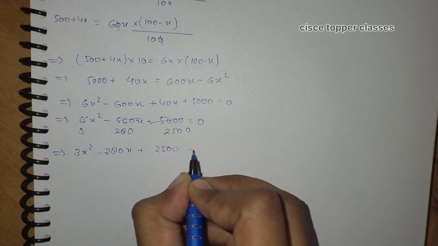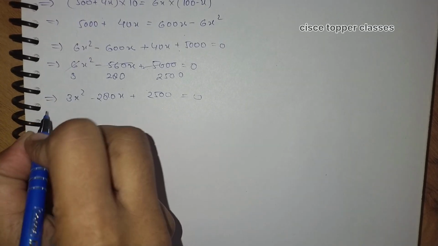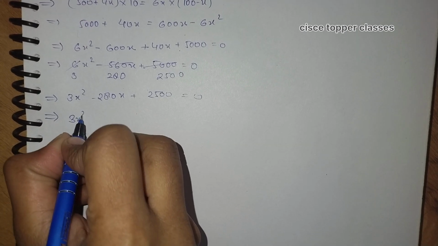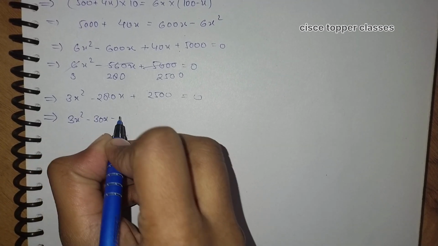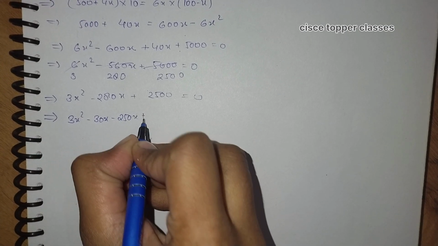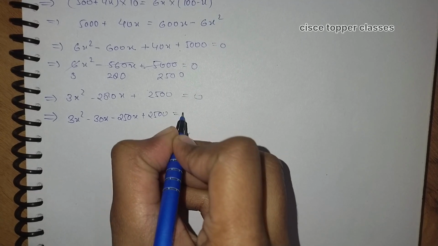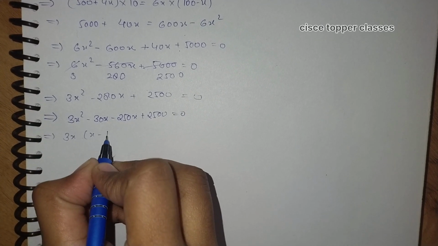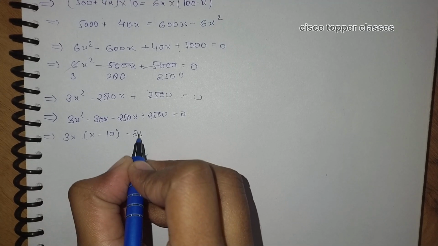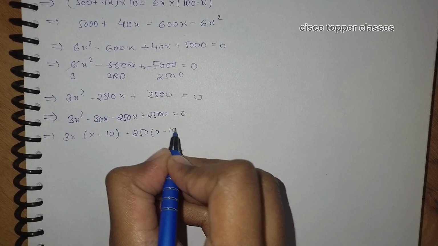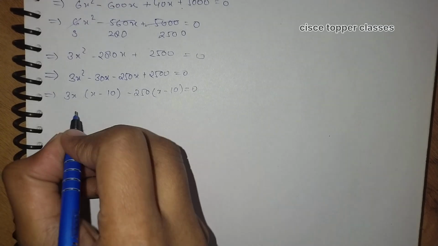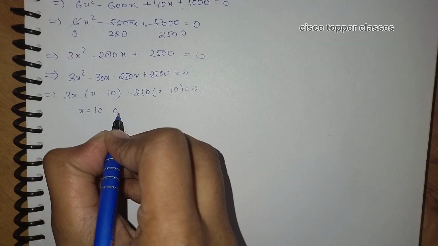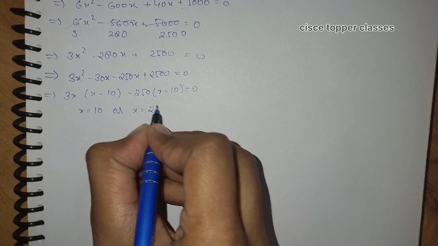So now we can factorize this. On factorizing, it will become 3x square minus 30x minus 250x plus 2500 equal to 0. So taking 3x as common, it will become x minus 10. Now minus 250, if we take common, that will again become x minus 10 equal to 0. From that, x is equal to 10 or x is equal to 250 by 3.